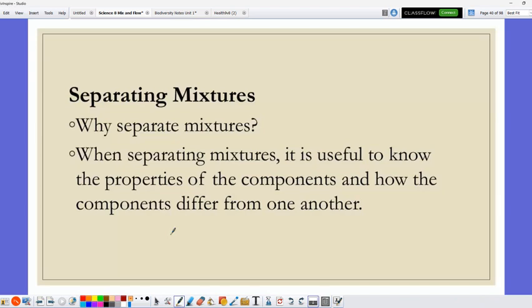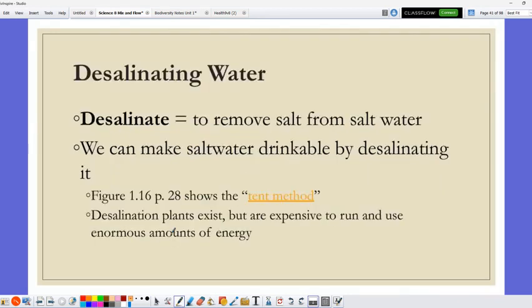So why separate mixtures? When separating mixtures, it's useful to know the properties of the components and how the components differ from one another. So we can separate water. Water is a solution, so filtering is not going to work. If we want to desalinate the water, that is, remove the salt from the water, we can make salt water drinkable by desalination. There are some methods you could use. You could boil the water; the water comes off, the salt remains, and then you just need a way to capture the water. Desalination plants do exist, but they're very expensive to run, and they use huge amounts of energy.